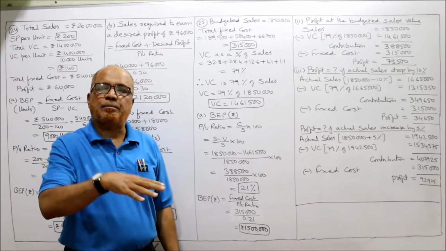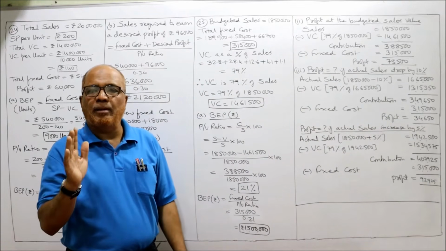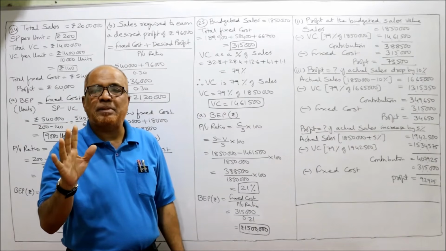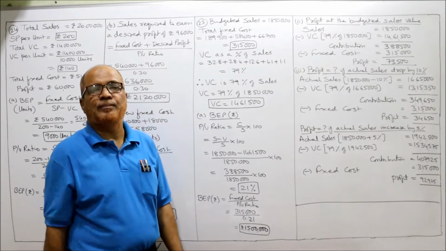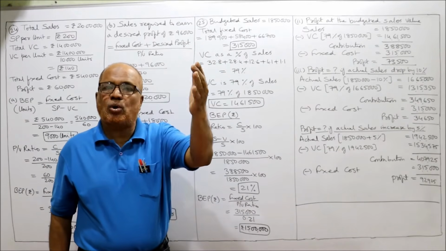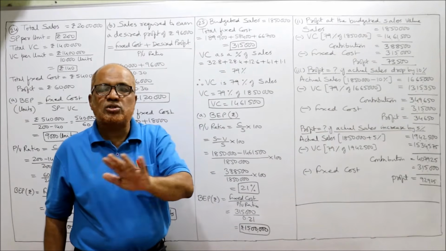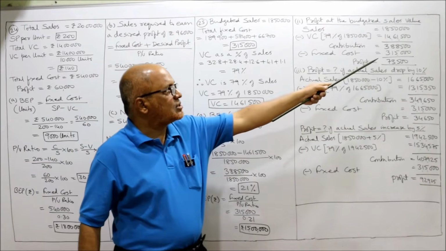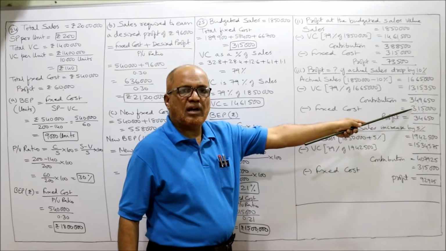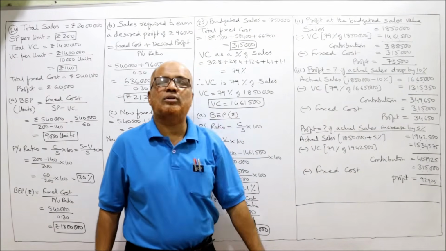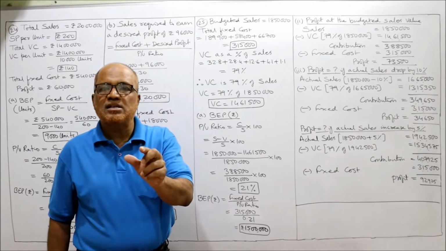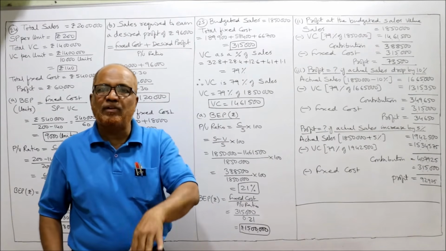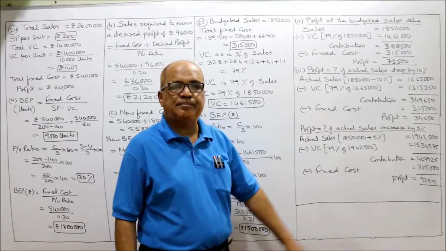From contribution, subtract the fixed cost. Remember, fixed cost will remain constant irrespective of the level of activity. चाहे sales increase हो या sales decrease हो, fixed cost के ऊपर कोई effect नहीं होता. It will remain same. So 3,15,000, here also 3,15,000, here also 3,15,000. The profit is 34,650. So in other words, if sales drop by 10%, the profit will come down to 34,650.